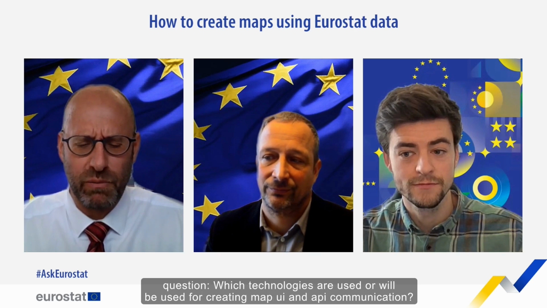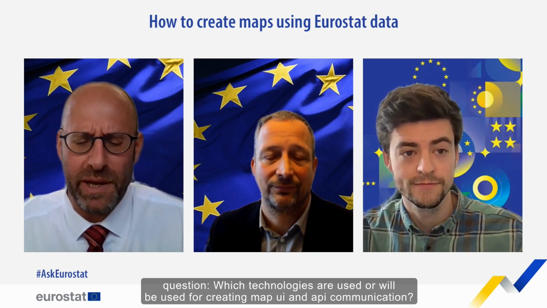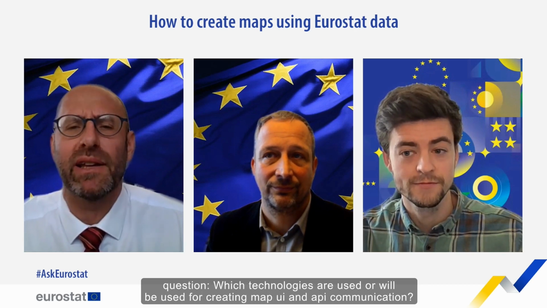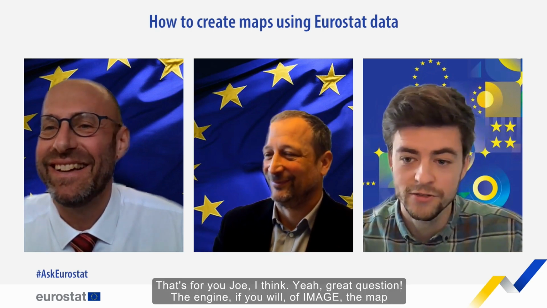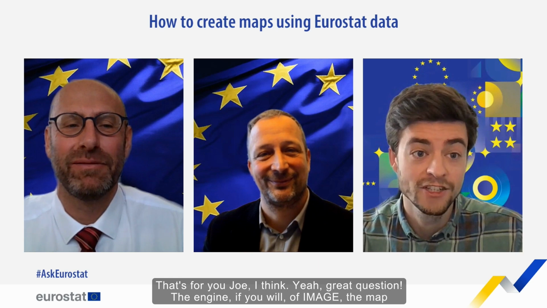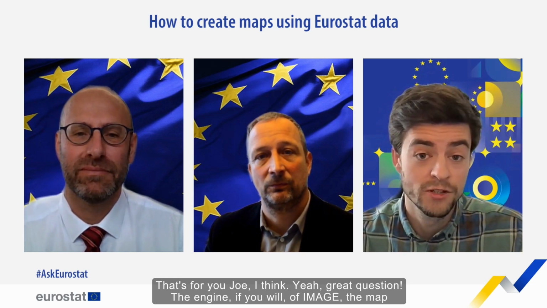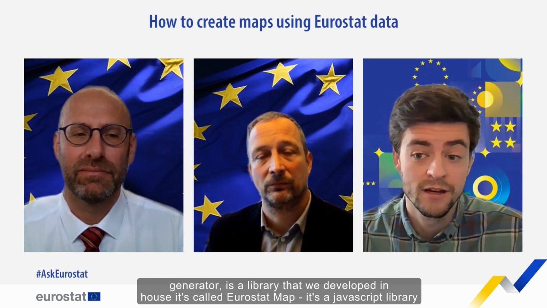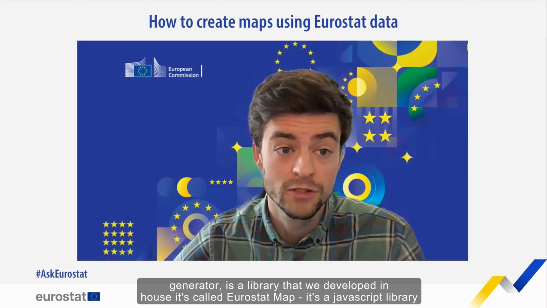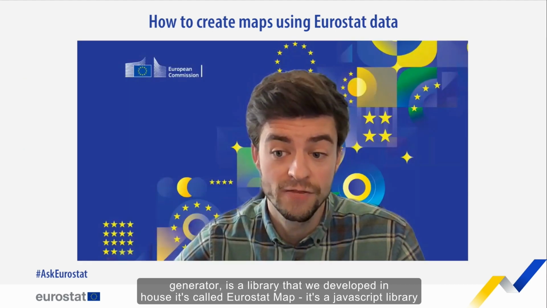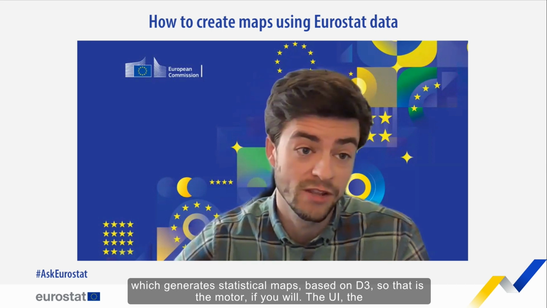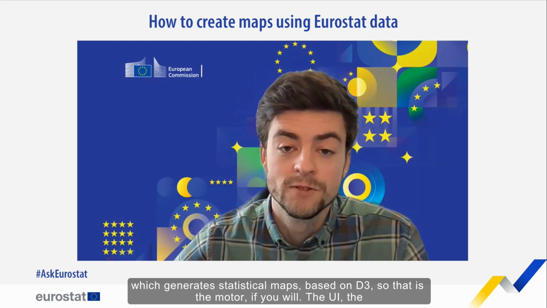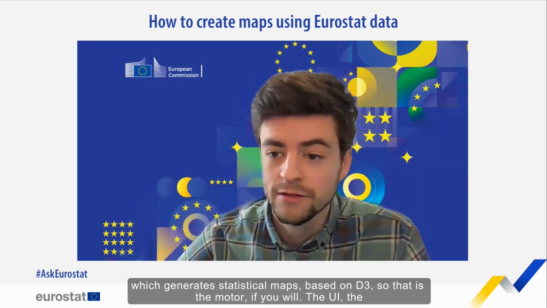Then we've got a fourth question. Which technologies are used or will be used for creating map UI and API communication? That's for you, Joe, I think. Yeah, great question. So the engine, if you will, of image, the map generator, is a library that we've developed in-house. It's called Eurostat Map. It's a JavaScript library which generates statistical maps based on D3. So that is the motor, if you will.